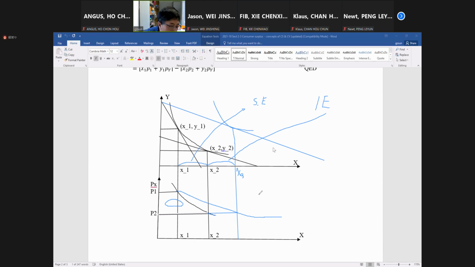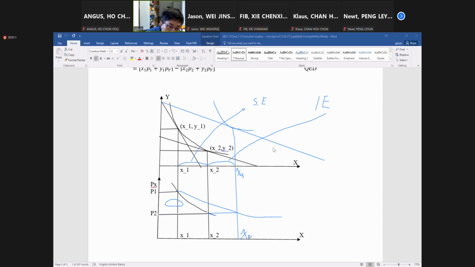This is what you learned, and I believe your professor who taught intermediate micro part one must have spent a lot of time on training and exercises to break down the total effect into substitution and income effect. And if we consider both effects, we can consider the change in consumption.